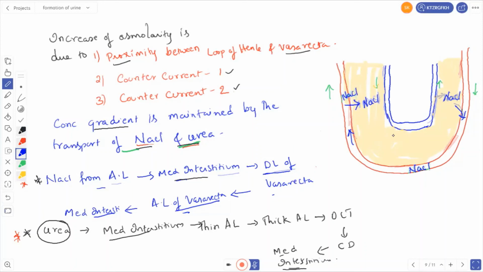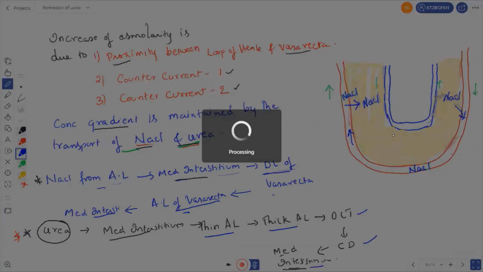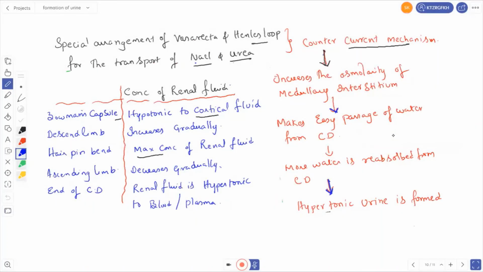Similarly, urea. Urea also enters from the collecting duct into the medullary interstitium, and from the medullary interstitium to the thin segment of the ascending limb, from there the thick segment, from there the DCT, again the collecting duct, and again from the collecting duct to the medullary interstitium. Like that, it is traveling from one point to another. So the special arrangement of vasa recta and Henle's loop for the transport of NaCl and urea, and the countercurrent mechanism, increases the osmolarity of the medullary interstitium.